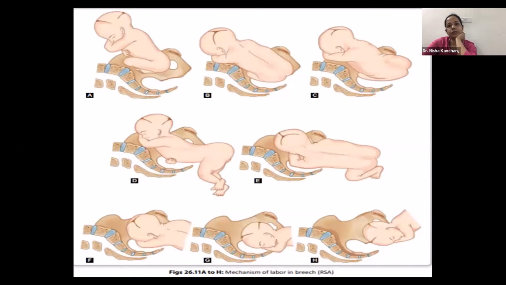Okay, so this is how the breech delivers. In figures A, B, and C, we can see the baby's breech escaping. Usually it is left sacroanterior, where the sacrum is facing the left iliopubic eminence, that the baby enters. To come out of the pelvis, the breech has to come into the AP diameter. As I told you, in the outlet, anything has to come out of the outlet, it has to come into the AP diameter. Breech has to come in AP diameter.